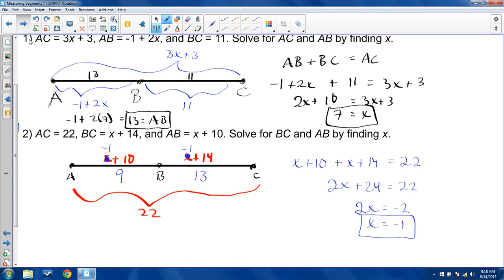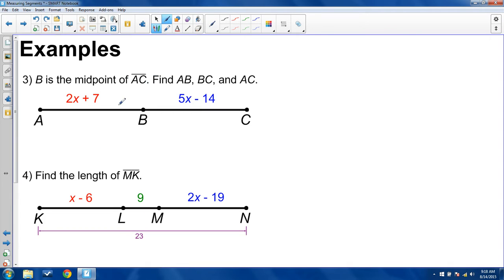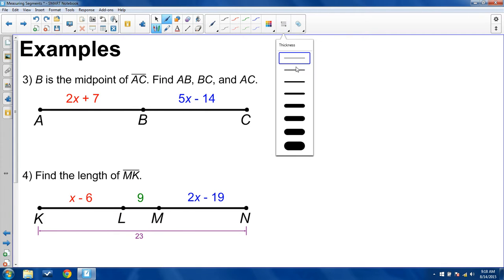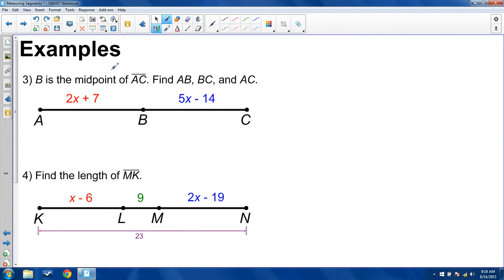I have 3 more examples for you. This one, you now actually have the figures. These ones actually might even be easier in this sense, but I want to transition this to number 5. You'll see how it is. So you have B as the midpoint of AC, segment AC. Let's find the length of AB, the length of BC, and the length of AC.